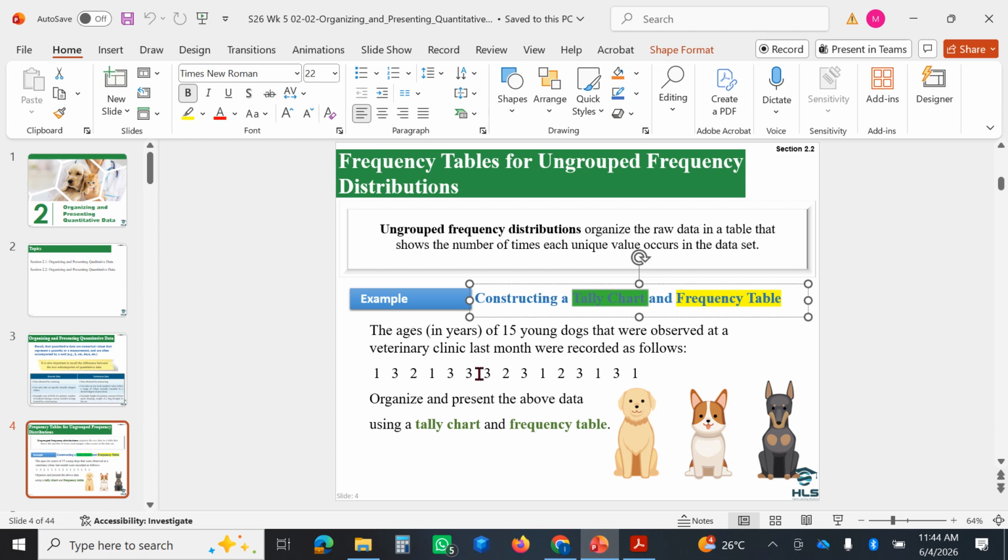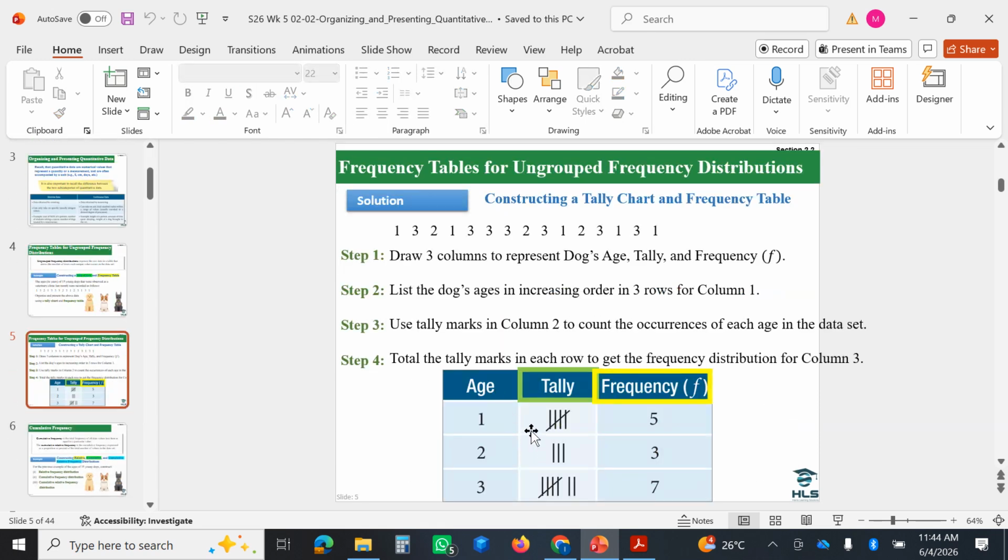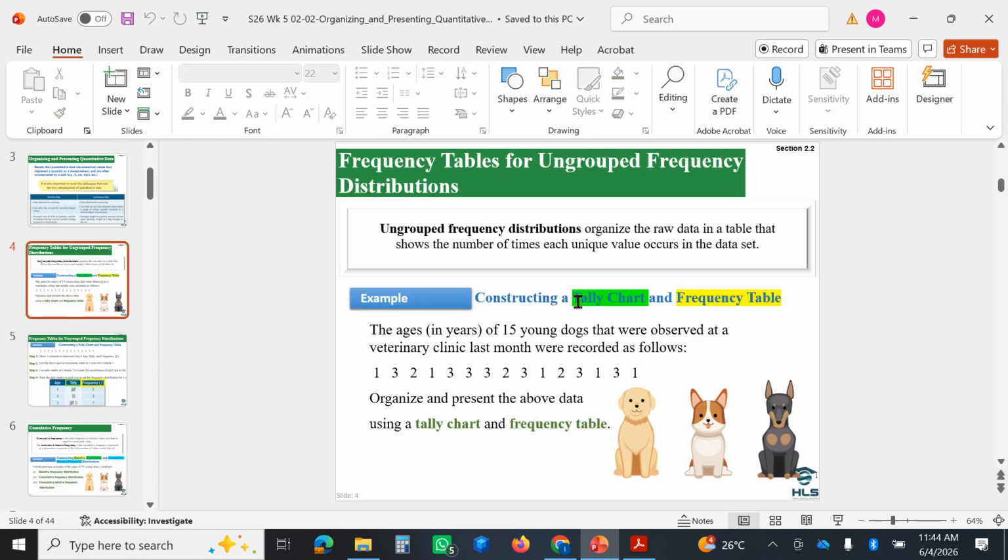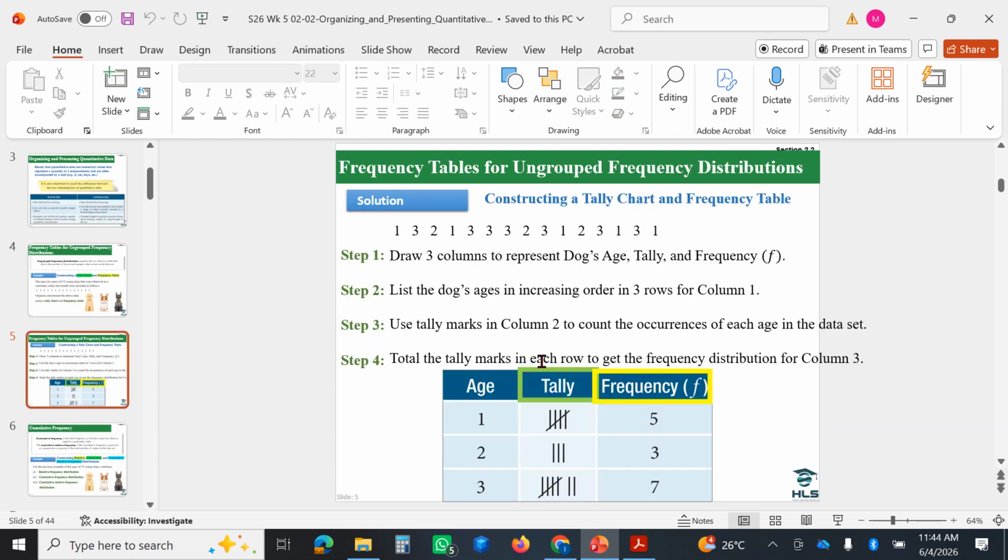The ages in years of 15 young dogs that were observed at a veterinary clinic last month were recorded as follows. There are lots of 1-year-old dogs, 2-year-old dogs, 3-year-old dogs. I don't see any 4-year-old dogs, so it's 1s, 2s, and 3s only. Organize and present the above data using a tally chart and frequency table. All right, let's go. You see the tally chart in green, and the frequency table in yellow. So there's your tally chart right here.